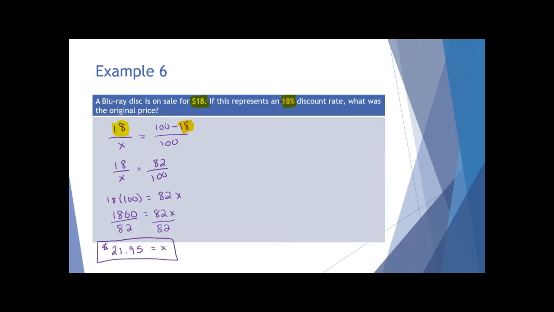And so the original price was $21.95. Now I'm going to show you what people do wrong because this does not work. I see a lot of people say, okay, I'm going to take 18% of $18, and they get $3.24. And then they take that $18 and add the $3.24 back in, and they get $21.24. And they're like, oh, okay, it's close enough.